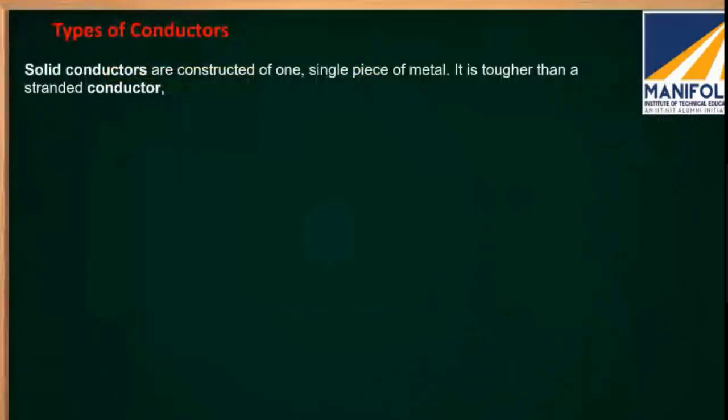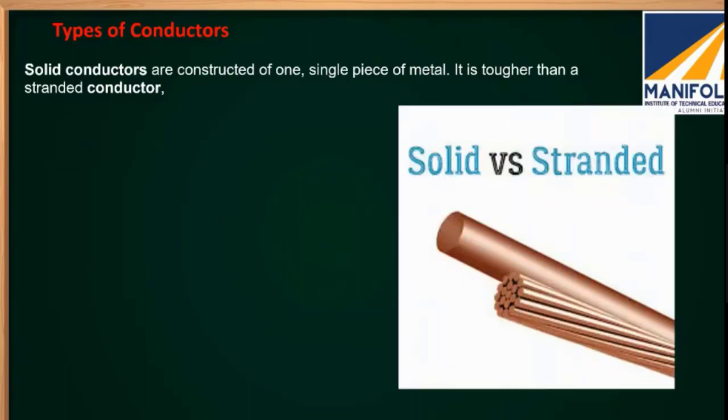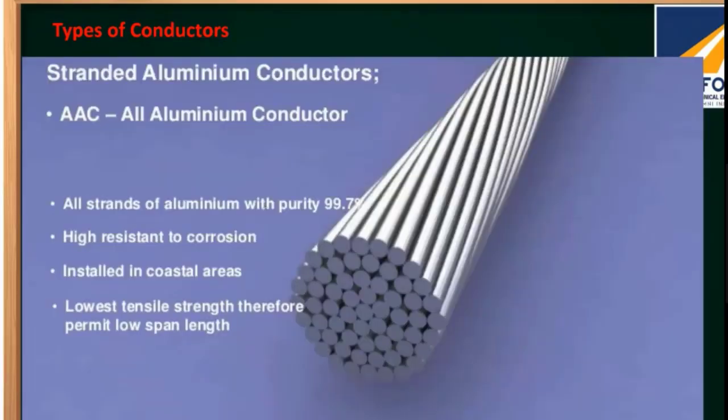Now next topic is types of conductors. So there are solid conductors and stranded conductors. Solid conductors, you can see in the image, this is a solid conductor, whereas this is a stranded conductor. Solid conductors are constructed of one single piece of metal. It is tougher than a stranded conductor. It is having more mechanical strength.